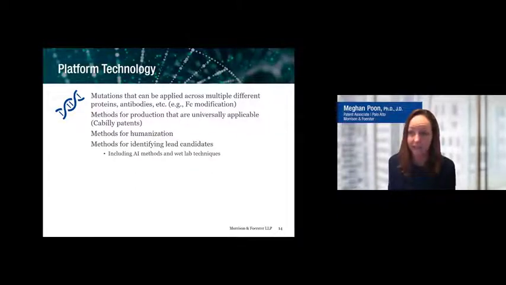And lately, what we've been seeing is a ton of development in terms of AI methods that are combined with wet lab techniques. So using AI to identify a particular lead structure, sequence, or certain lead characteristics that then are validated in the wet lab or further refined in the wet lab as well.